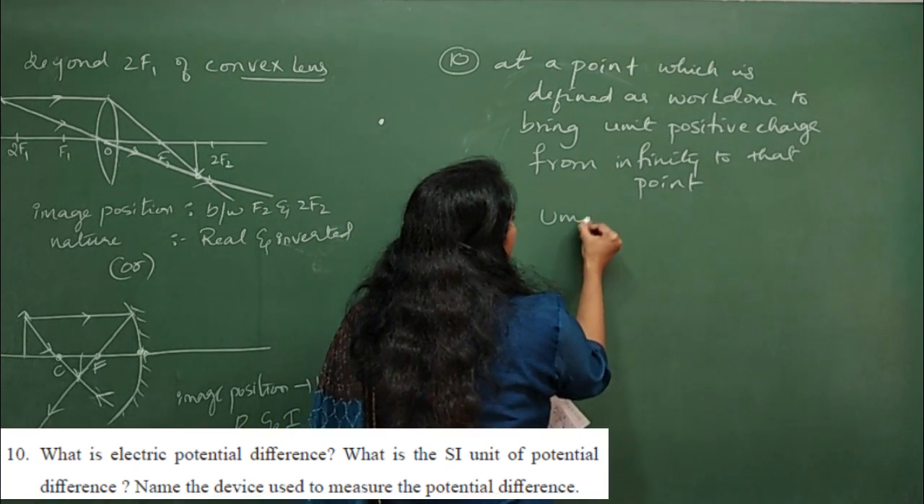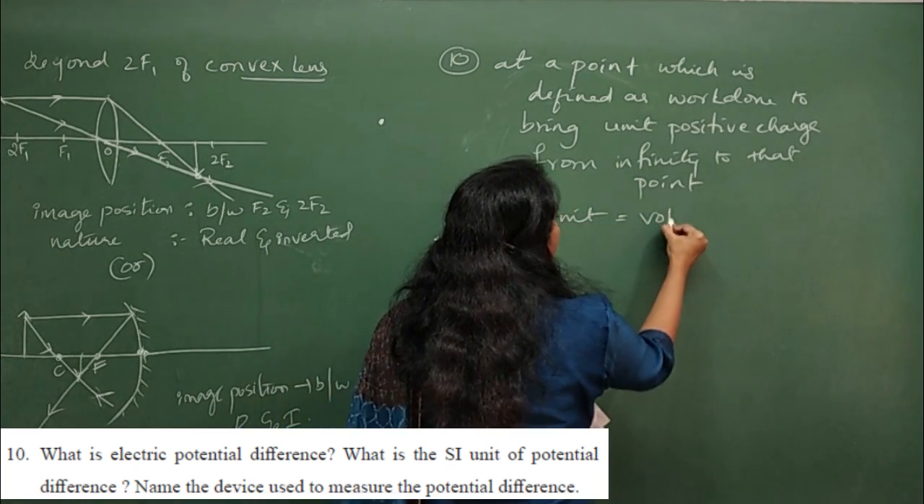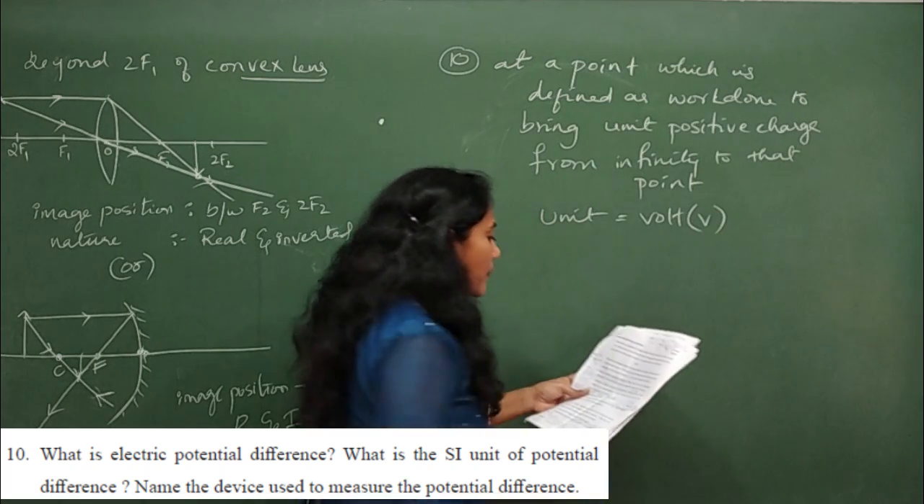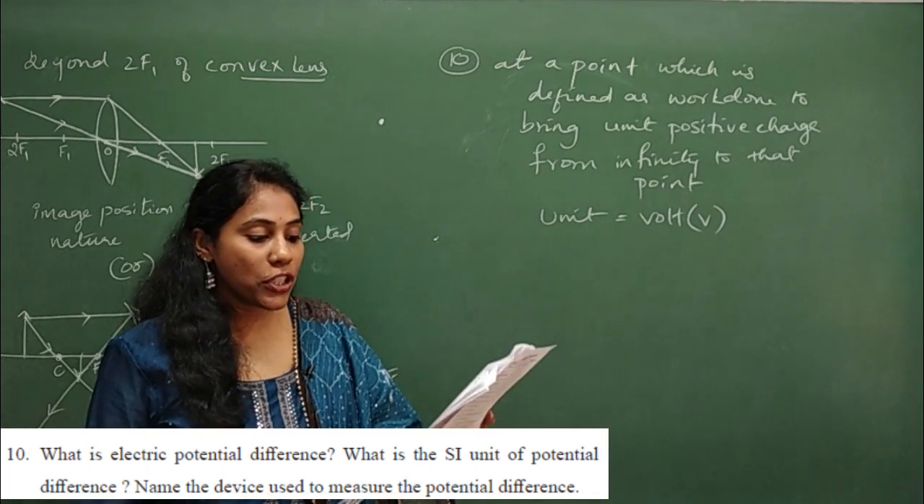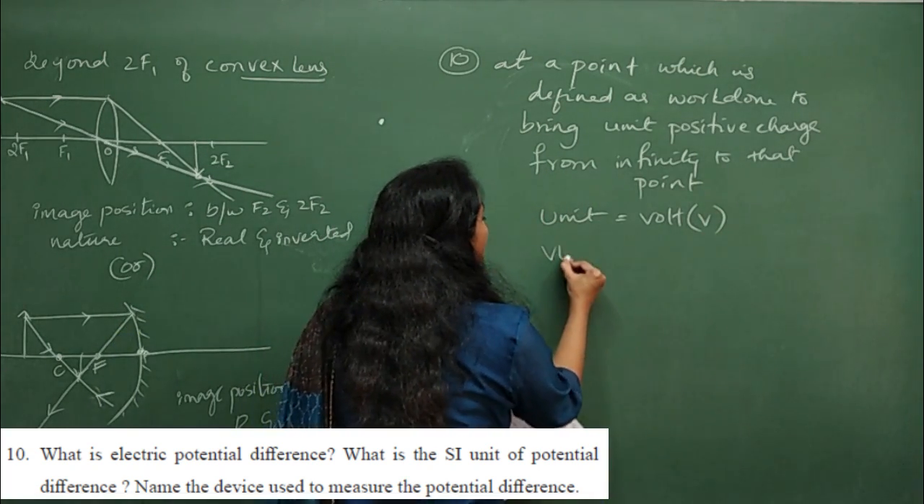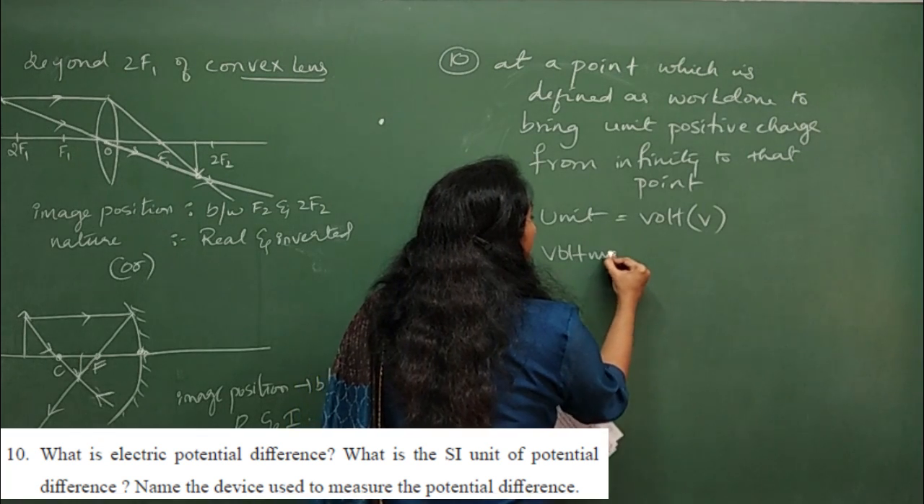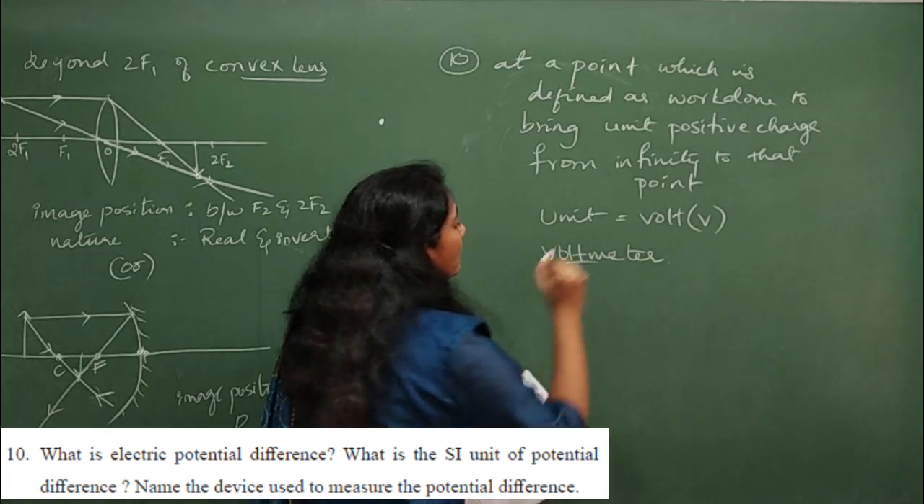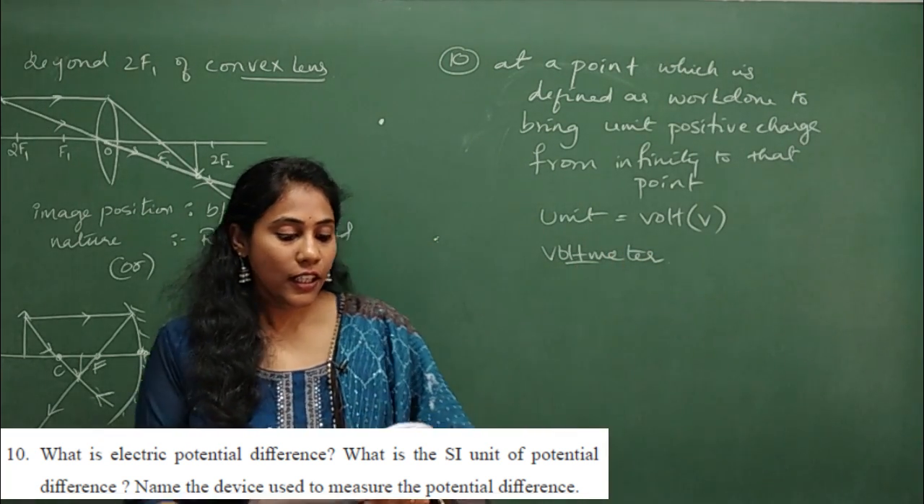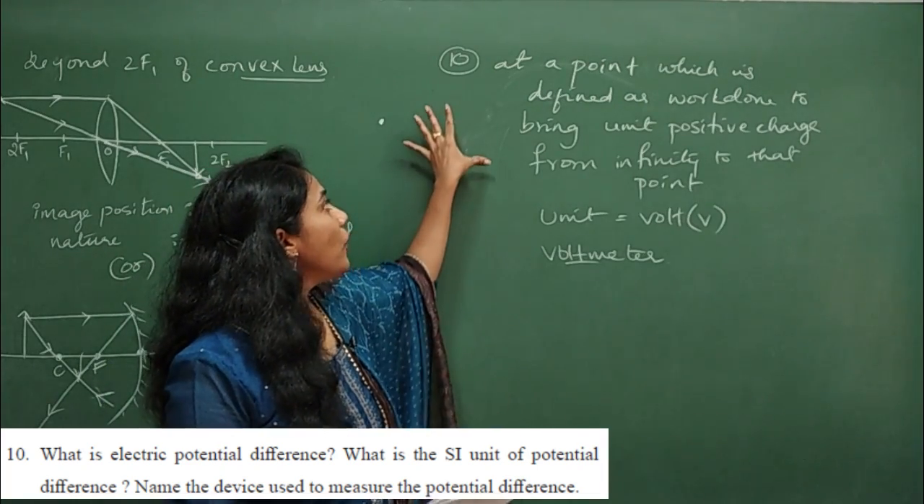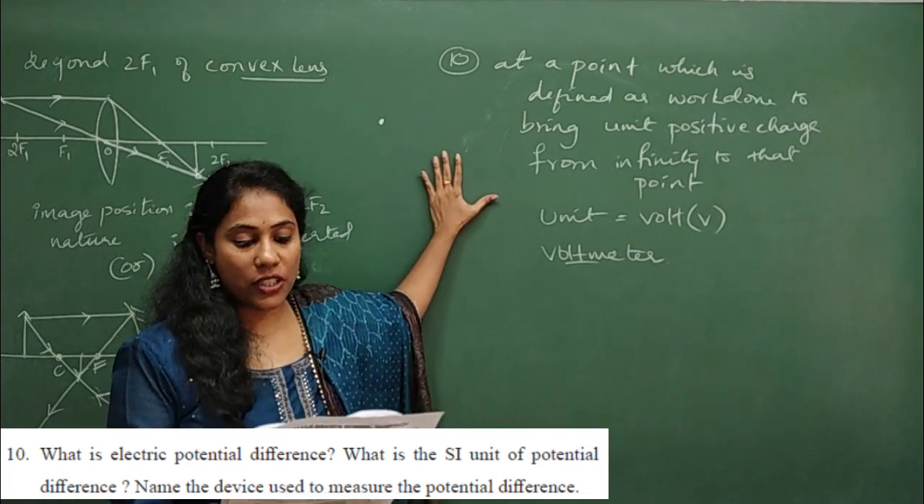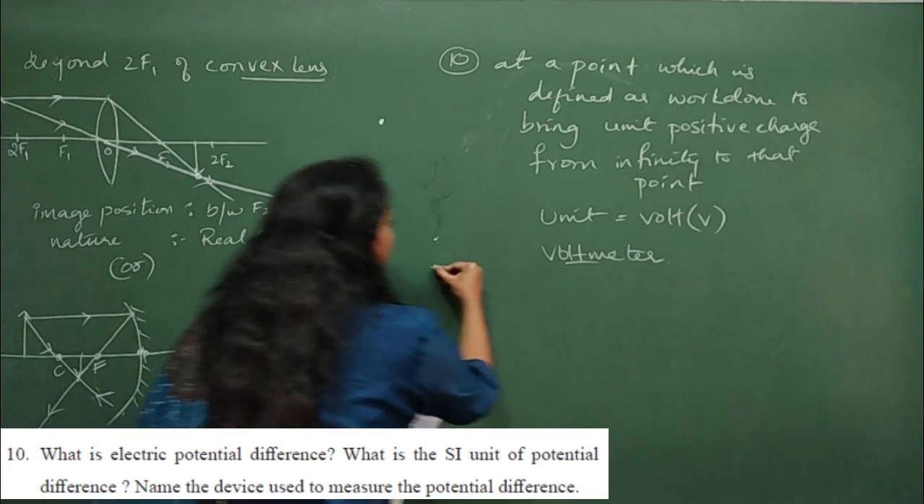So the unit they are asking, the unit is volt, right? And from which device can you measure potential difference? It is the voltmeter. With a voltmeter we can measure the potential difference, right? So this is the answer for your 10th question. Coming to the 11th question, guys.